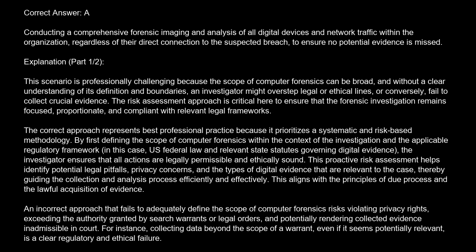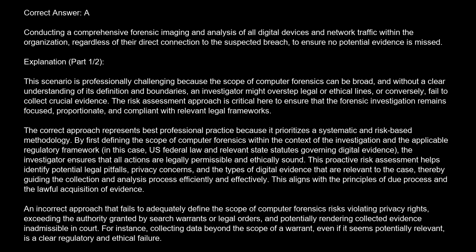Explanation. This scenario is professionally challenging because the scope of computer forensics can be broad, and without a clear understanding of its definition and boundaries, an investigator might overstep legal or ethical lines, or, conversely, fail to collect crucial evidence. The risk assessment approach is critical here to ensure that the forensic investigation remains focused, proportionate, and compliant with relevant legal frameworks. The correct approach represents best professional practice because it prioritizes a systematic and risk-based methodology by first defining the scope of computer forensics within the context of the investigation and the applicable regulatory framework.